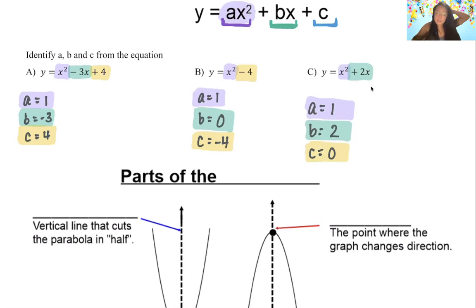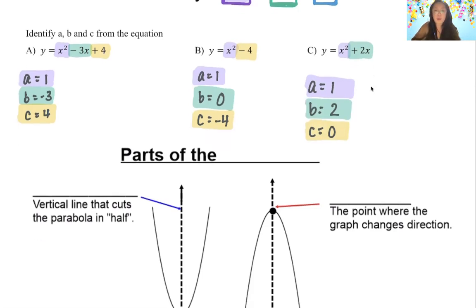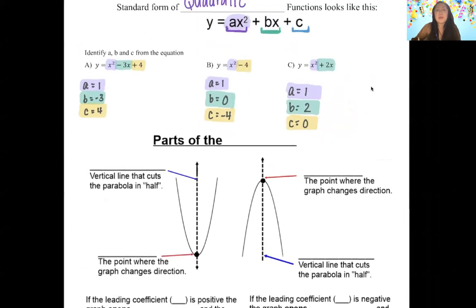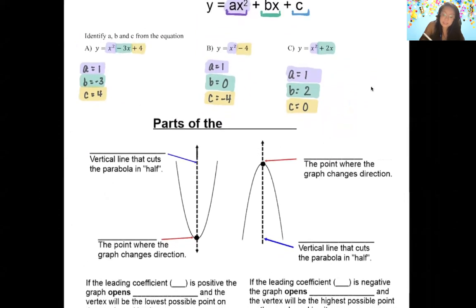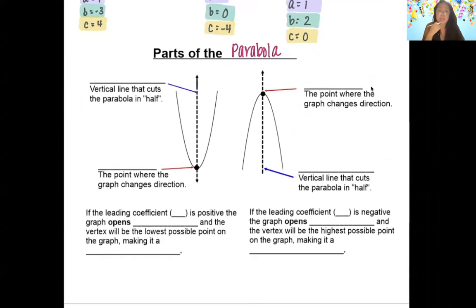Alrighty, this is a quadratic equation. The next thing we did this week was we learned how to graph them. Okay, so when you graph a quadratic equation, that is called a parabola. And this is what it looks like. It's U-shaped. So we have different parts of our parabola.